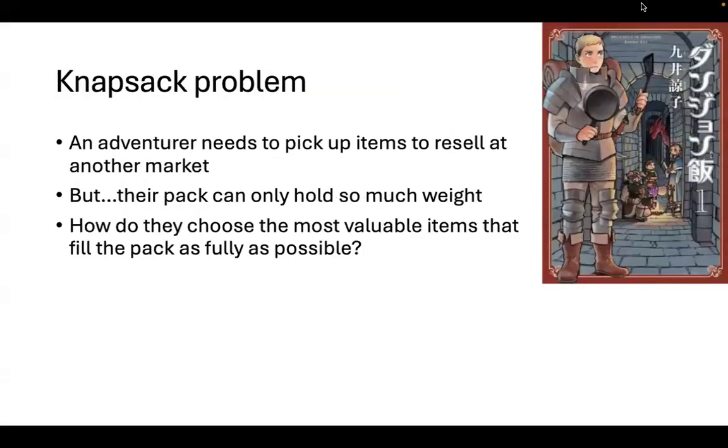Okay, so let's say we are adventurers and we want to pick up items that we're going to take to another market and resell. And this is the knapsack problem. Our packs can only hold so much weight. So how do we choose the most valuable items to take that fill the pack as fully as possible? We want to fill everything up and then go to the market and sell it all for the most money.